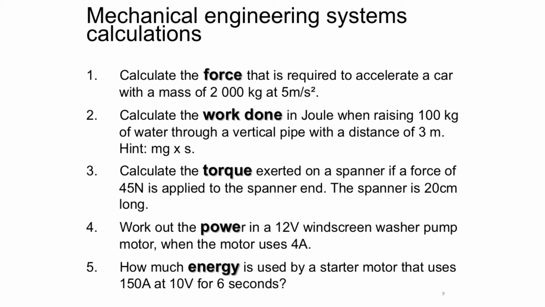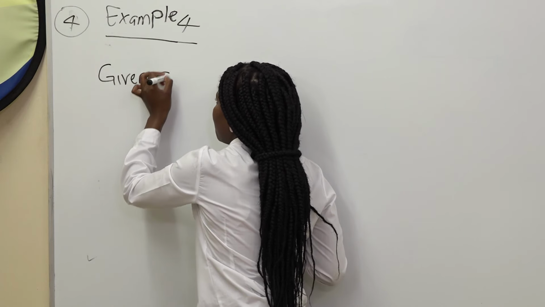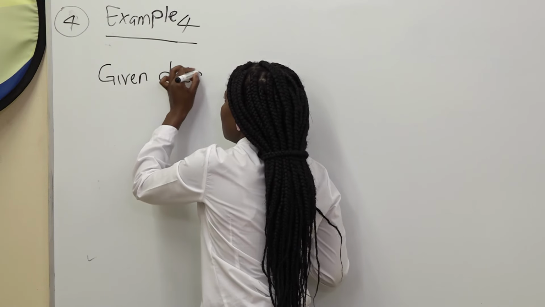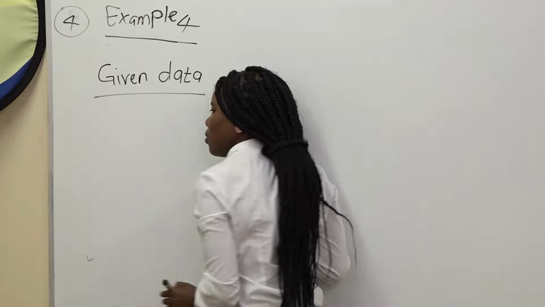Our example 4 says, work out the power in a 12-volt windscreen washer pump motor when the motor uses 4 amps. They say we must work out the power. So we first will check our given data. What is it that we are given? And what is it that we are looking for?